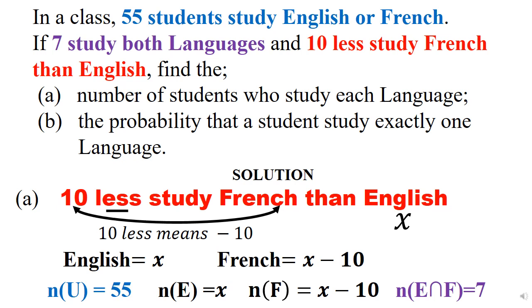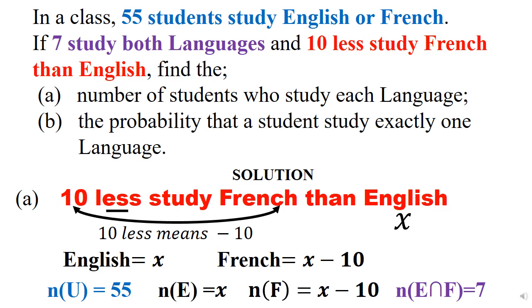In a class, 55 students study English or French. If 7 study both languages and 10 less study French than English, find A. the number of students who study each language, and B. the probability that a student studies exactly one language.